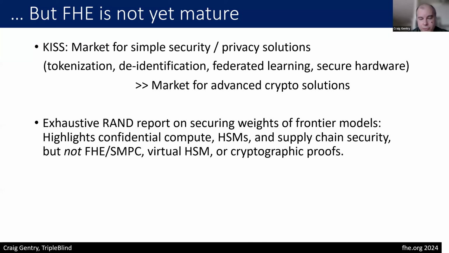So there's just this exhaustive, maybe 100-page report by RAND on all the different methods that you could use to secure these weights. And there was quite an emphasis on confidential compute, HSMs, and kind of traditional supply chain security. Where did this data come from? Where did this model come from? But not the analogous software-based versions of those things, which would be FHE, SMPC, virtual HSMs, basically threshold signatures, for example. And cryptographic proofs for proving where models and data originated and how they were changed. So not much mention of that.